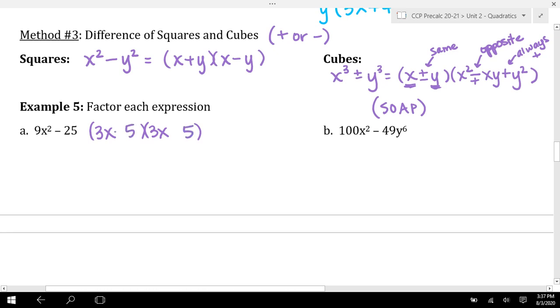And then for my signs, I need a plus and a minus. Again, if this had been a plus in the original problem, we would say this was not factorable. But because it's a minus, we can go ahead and split it up as a plus and a minus. So that's factored. How about the next one?